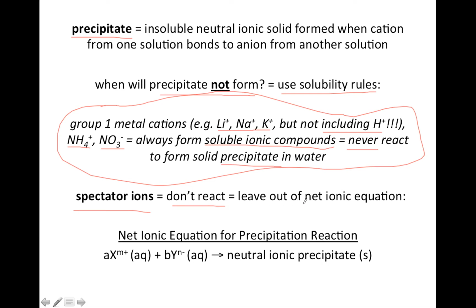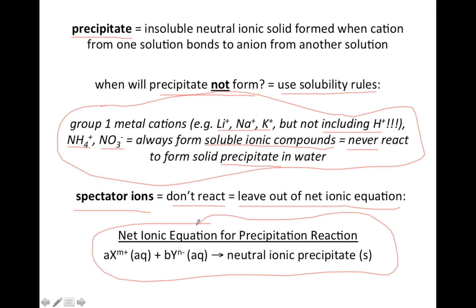So we're going to learn how to write an equation called a net ionic equation, and you'll see that spectator ions are ions that don't react. You're going to leave them out. So down here, I've shown the general format of a net ionic equation that leaves out ions that don't react and only includes ions that do react.